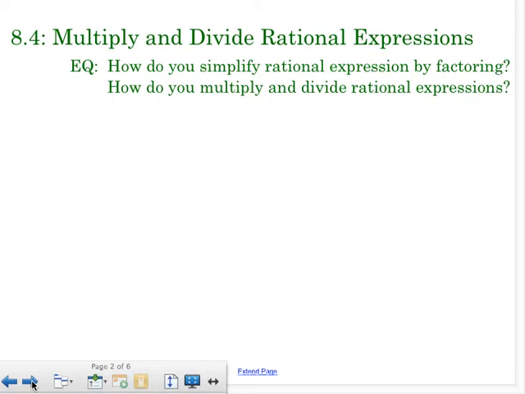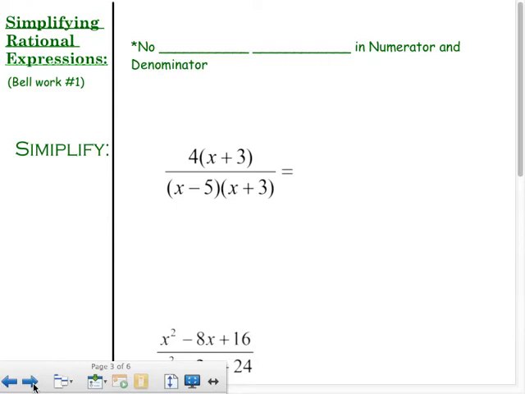All right, so we're going to simplify rational expressions, which will be like the first example from the bell work, multiply rational expressions, which is the second thing from the bell work, and then divide, which is the last one. All right, so for simplifying rational expressions, you can have no like terms in the numerator and the denominator. So if there's something that's the same, you need to cancel it out.